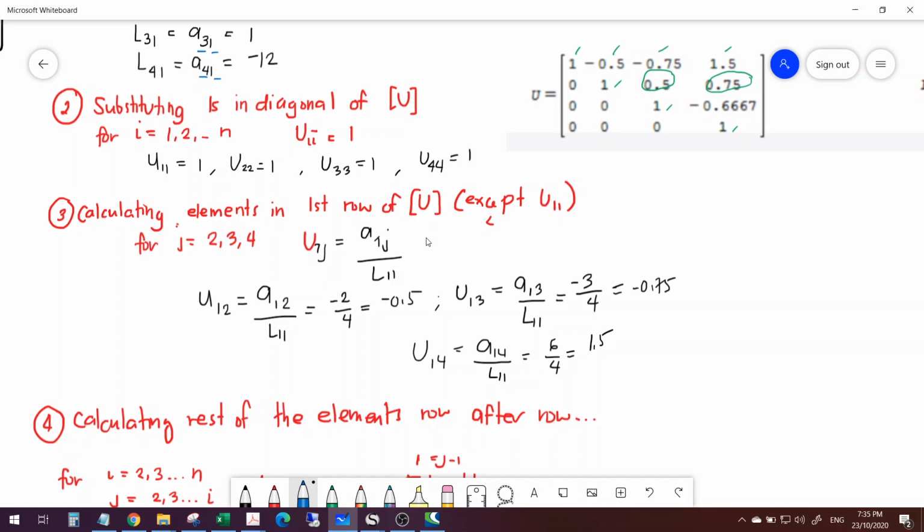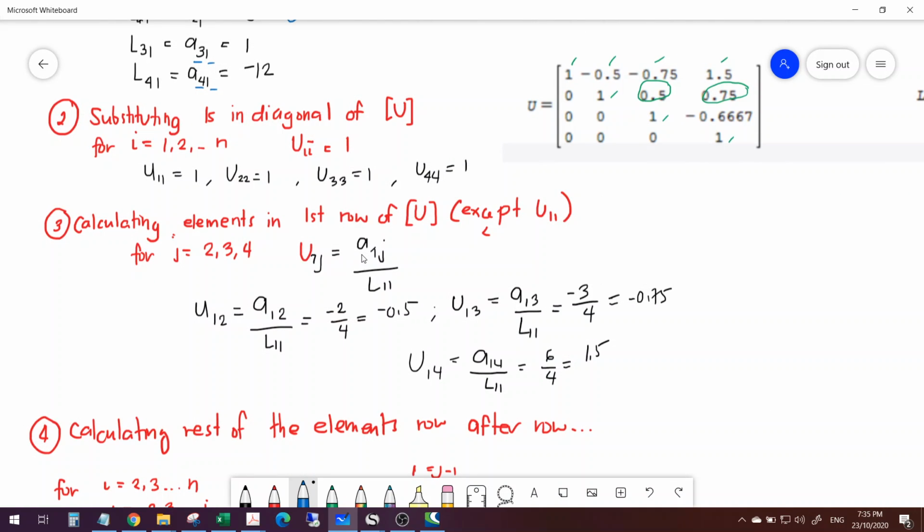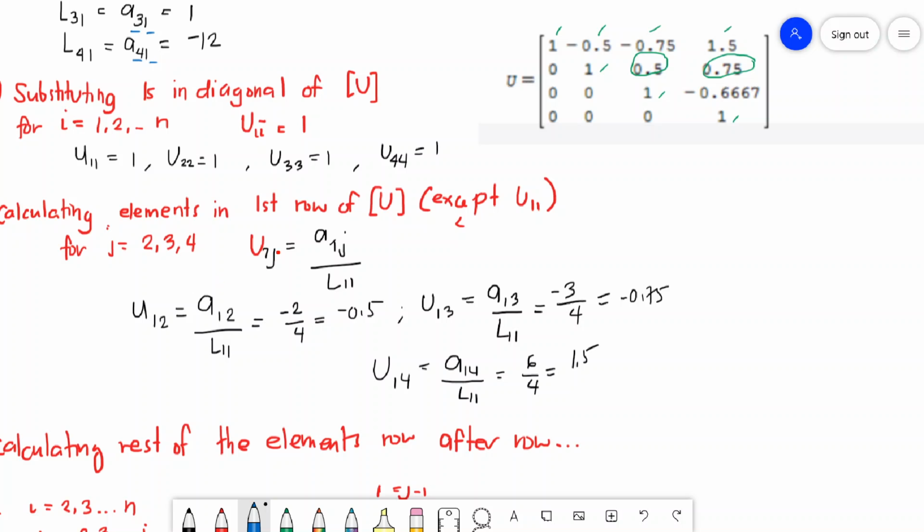Step 3, calculate the elements in the first row. So we are going to find the first row elements except U11, because we already know that U11 is 1 from here, right? So let's rewrite the formula. U1j is equal to A1j over L11, so j will be 2, 3, and 4, because we already know U11. U12 is A12 over L11, U13 is A13 over L11, U14 is equal to A14 over L11. We already know A12 as negative 2, L11 as 4. So U12 is equal to negative 0.5.